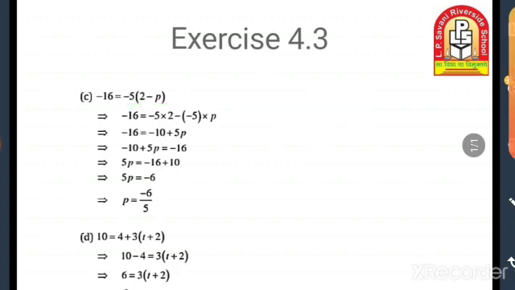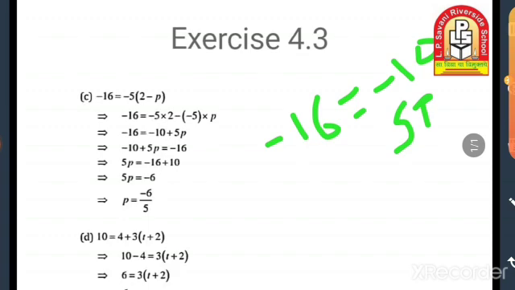After that, 5 multiplied with p, but the 5 is minus 5, so minus 5 multiplied with p is minus 5p. So minus minus plus 5p. Then 5 2s are 10, so minus 10 plus 5p. So minus 16 is equal to minus 10 plus 5p. Minus 16 is equal to minus 10 plus 5 into p.